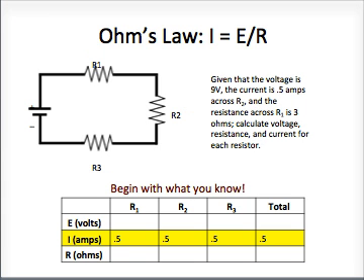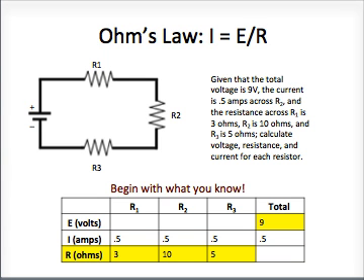You know that the current is 0.5 amps across resistor 2. Circuits in series always have the same current through each resistor, so the current for resistor 1 and resistor 3 is also 0.5 amps. The total current is 0.5 also. We know the total voltage is 9 volts, and we also know the resistance across each resistor, and can therefore fill in some more blanks in our table.